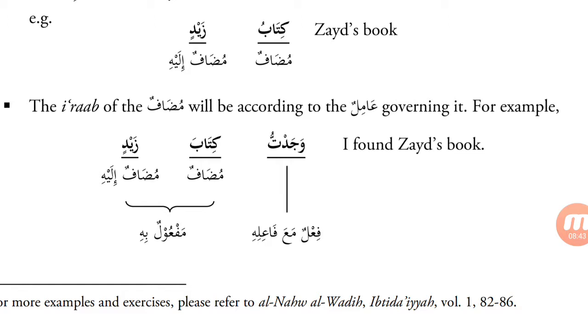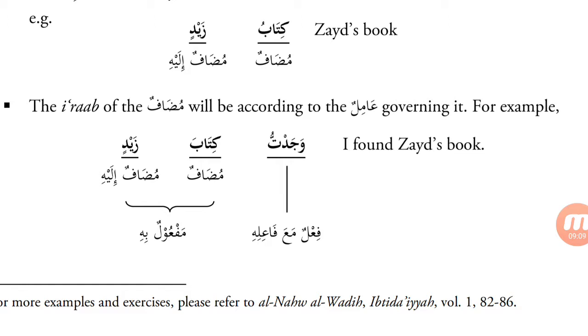So the i'rab of the mudaf will be according to the amil governing it. So here the amil is the fi'l that is coming before the mudaf, wajadtu, which is giving the mudaf kitab a nasb. So due to this the kitab mudaf is mansoob, and Zayd is majroor because it is mudaf ilayh. So wajadtu kitaba Zaydin, I found Zayd's book.